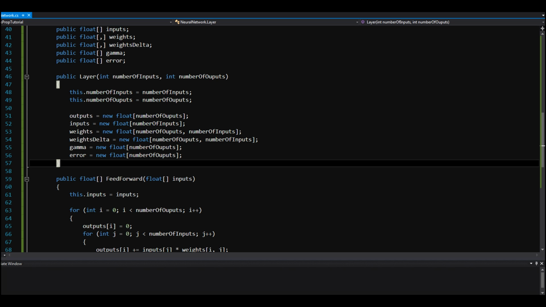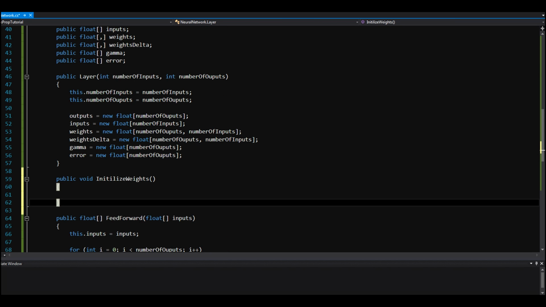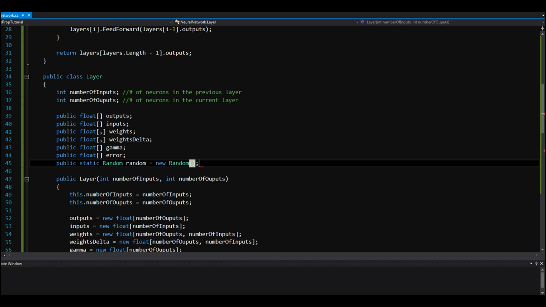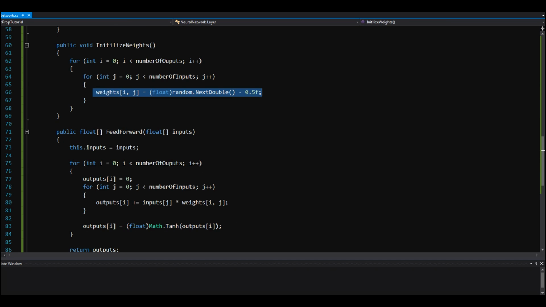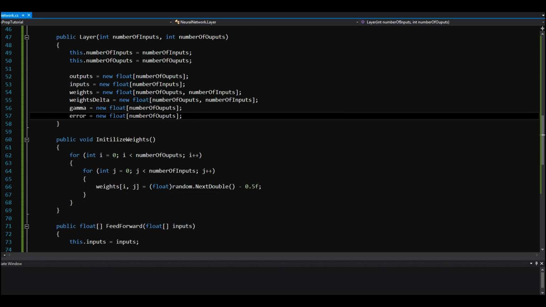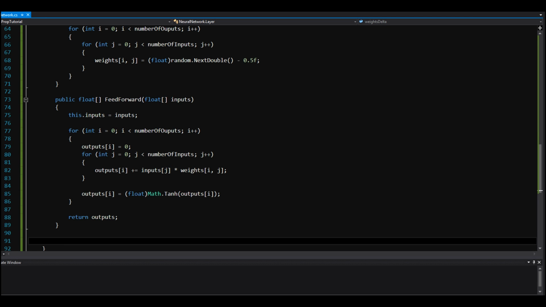The one thing that I actually forgot to do was initialize the weight values. Initialize these weights to some random number between negative 0.5 and 0.5. Iterate over all the weights. We need a random class to be able to do this. Since it's a class property, it's just going to be initialized once. This now initializes our weights between negative 0.5 and 0.5. Let's just call this initialize weights in our layer's constructor.